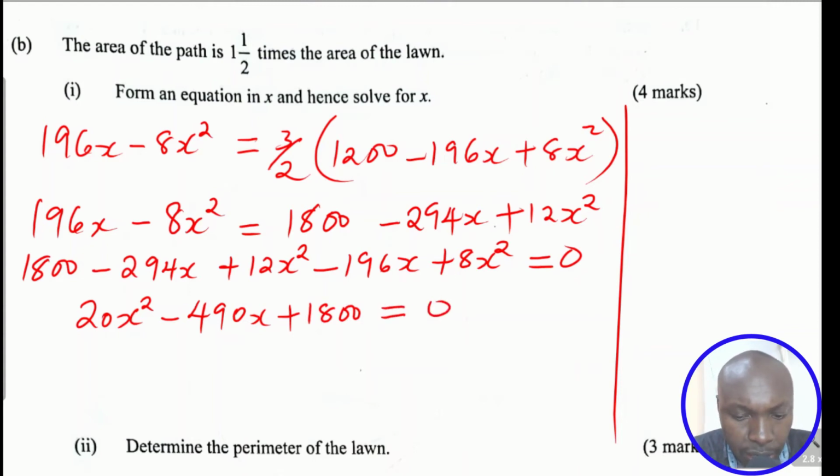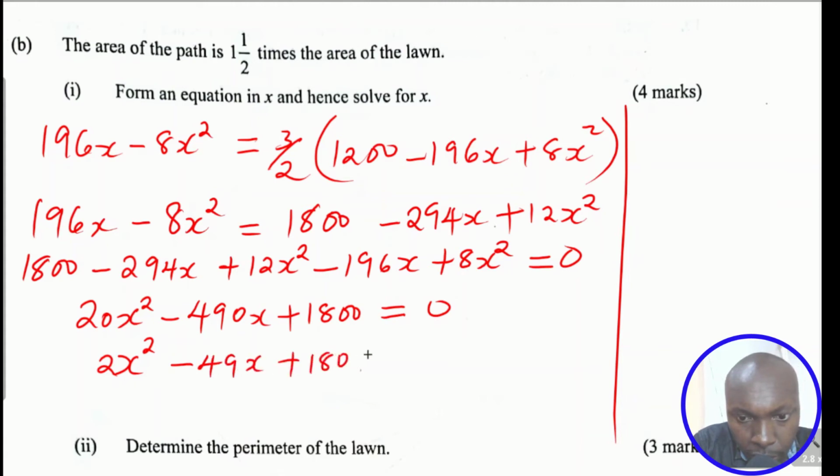You can divide everything by 10. If you divide everything by 10 in this equation to simplify this, you get 2x squared minus 49x plus 180 is equal to 0. So when you simplify this by dividing all the terms, this is what you get. Now this is the quadratic equation that you obtain. Now you have to solve for x.